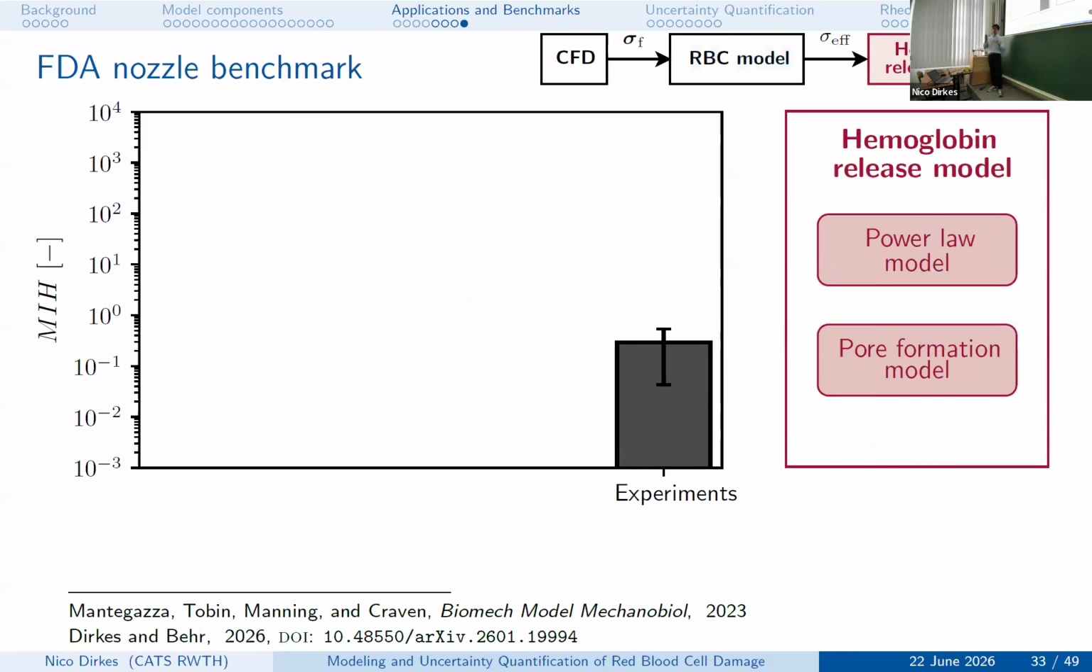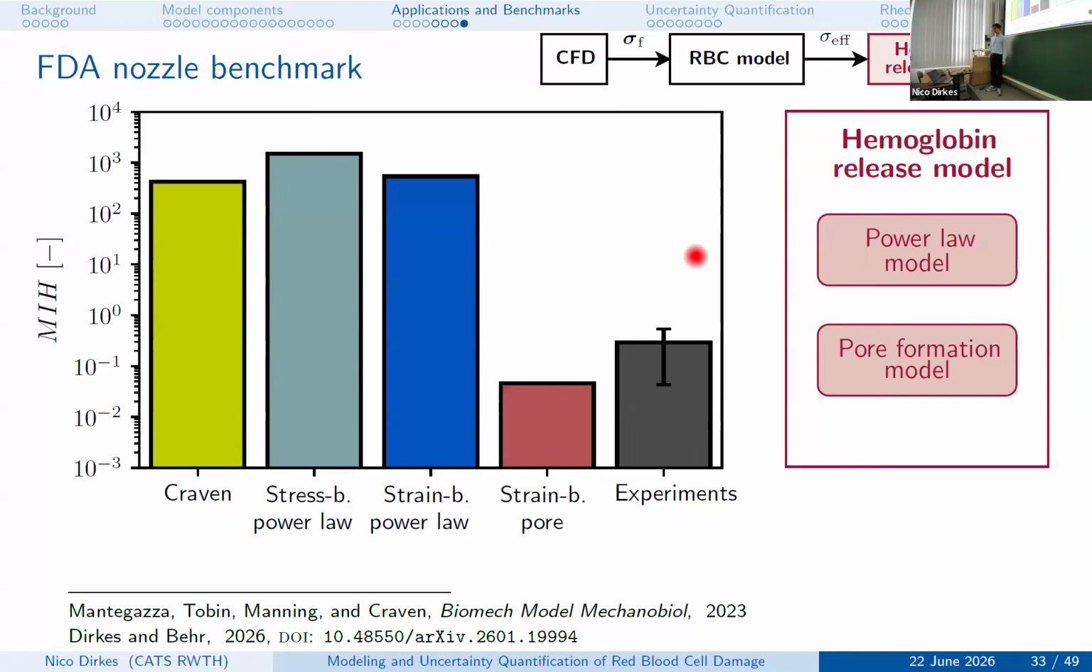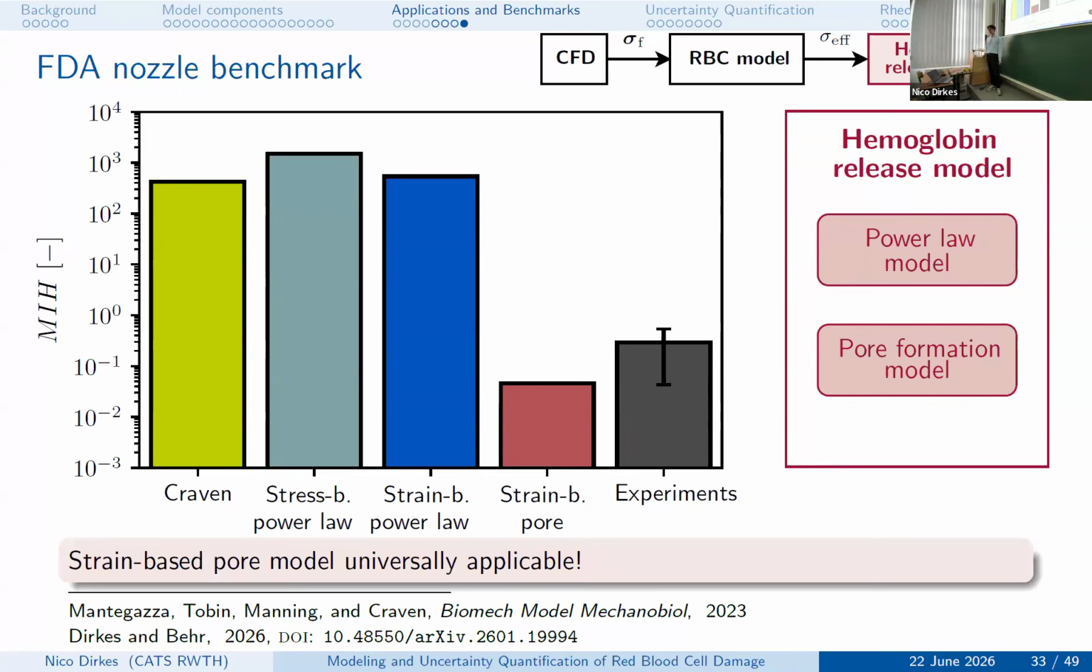Again, we then apply these hemoglobin release models, and you can see these are the experiments. This is the best result I found in literature, which is also using a special form of the stress-based power law, but here they used special coefficients which were tuned to similar flow geometries. You can see that these are still relatively far off from the experiments. In fact, this is a little bit better than the standard approach from literature, which is the stress-based power law. But you can see that only the strain-based pore model is again within one standard deviation of the experiments.